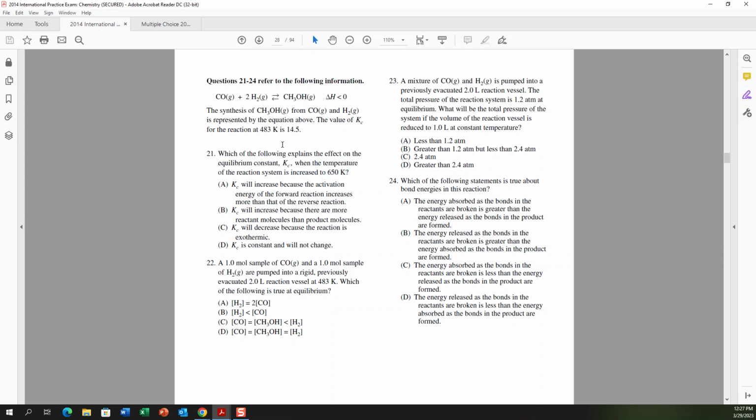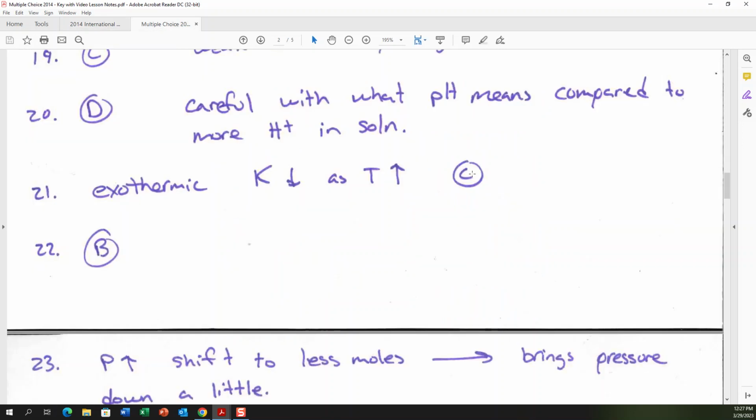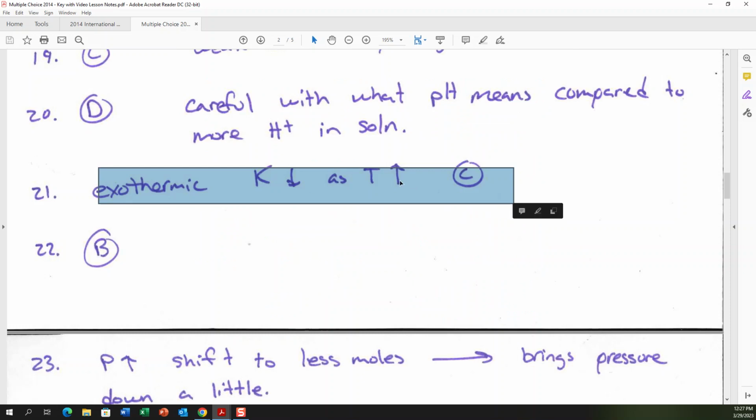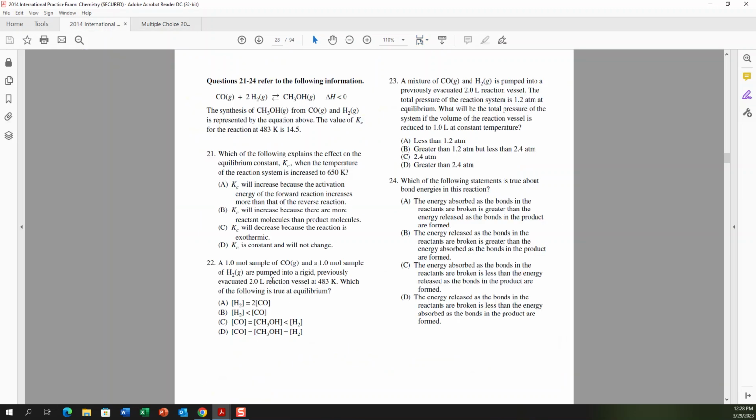But we're increasing the temperature from 483 to 650, and because it's exothermic, that's going to drive the favorability of the reaction towards the left. So it's going to be less favorable, so Keq is going to decrease. The only choice that says decrease is C, and the reason is because it's exothermic. So choice C, because for every exothermic process, as temperature goes up, Keq, Kc, the equilibrium constant goes down. All right, so let's go to 22.